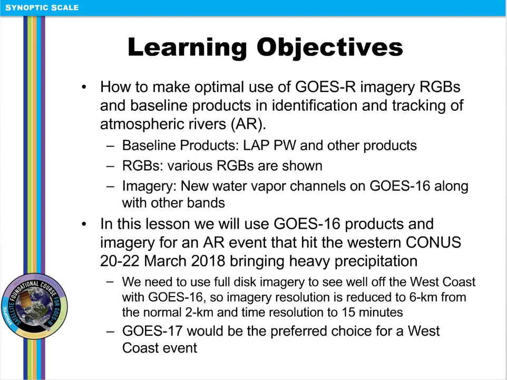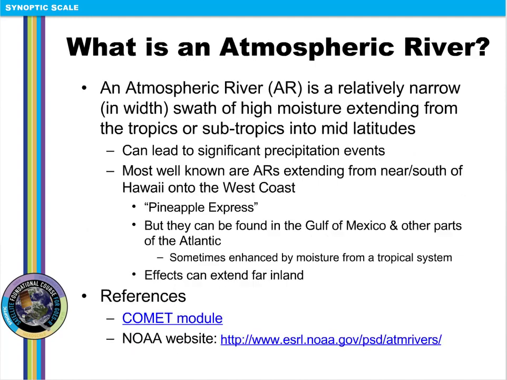We'll be using the new imagery, RGBs, and products from GOES 16 for an atmospheric river event that hit California in March 2018. It is important to note that because we need to look well off the west coast with GOES 16, we will have to use full disk imagery, which has lower horizontal and temporal resolution than CONUS-scale imagery.